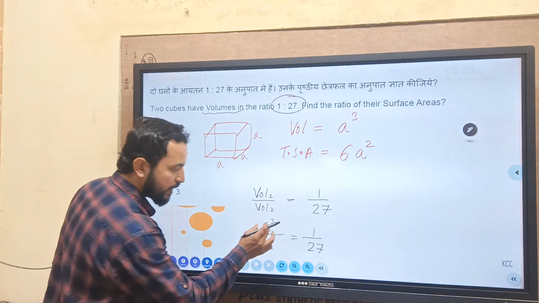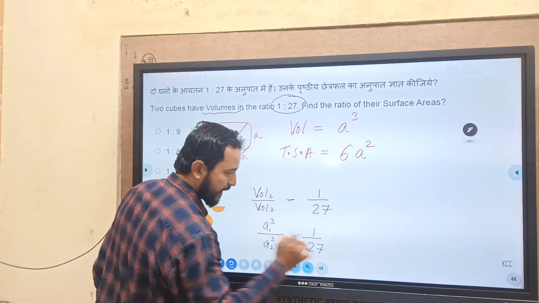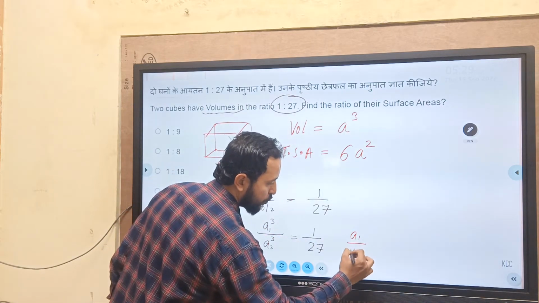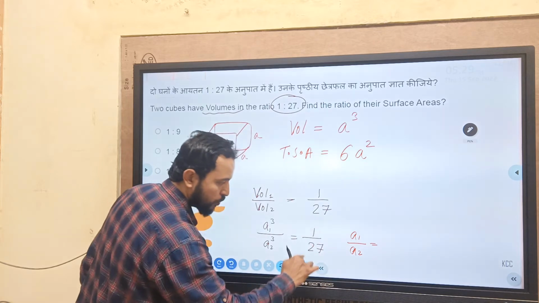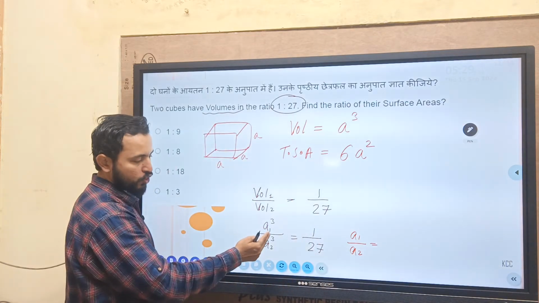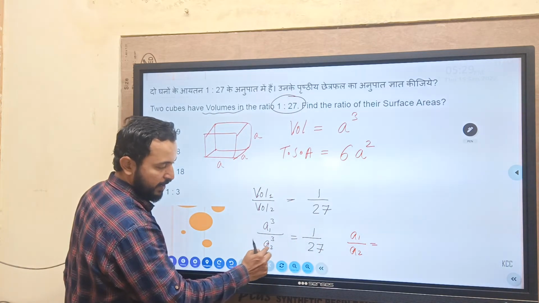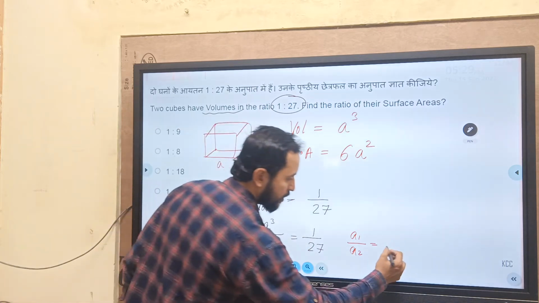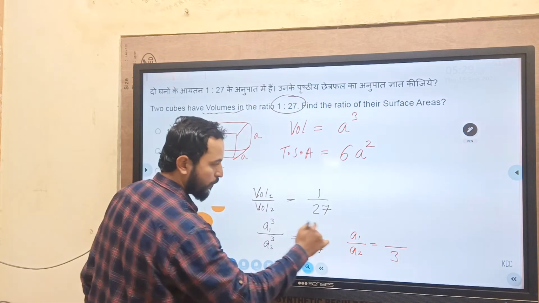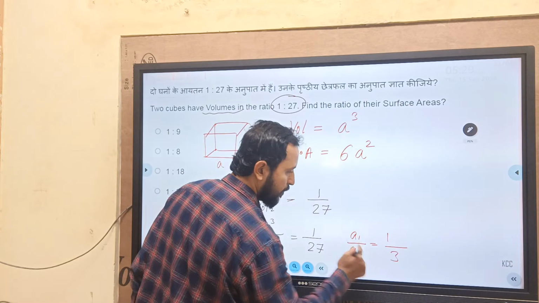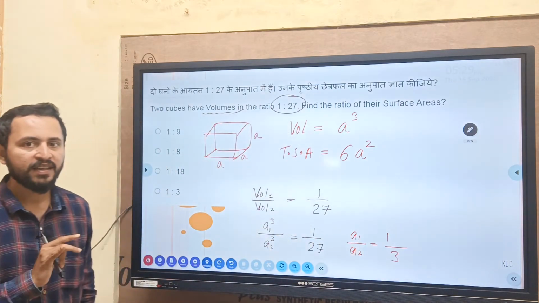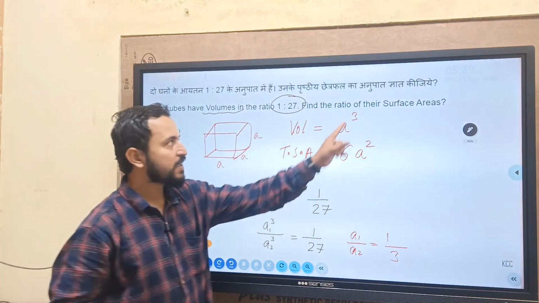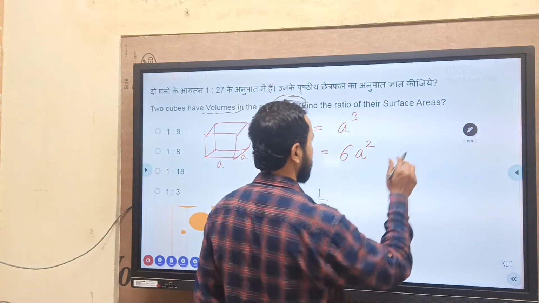So from this we need A1 by A2, which means we take the cube root of this number, because this is a cube. Cube root of 27 is how much? 3. Cube root of 1 is how much? 1. A1 by A2 is equal to 1 by 3. The question asked is the ratio of surface area.